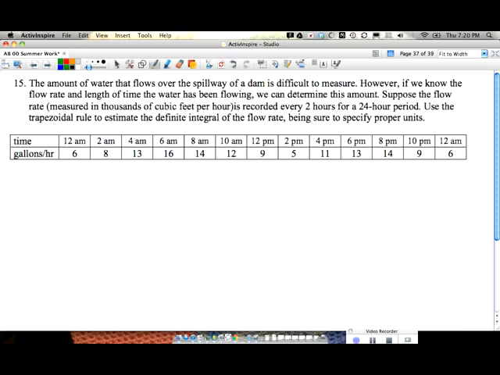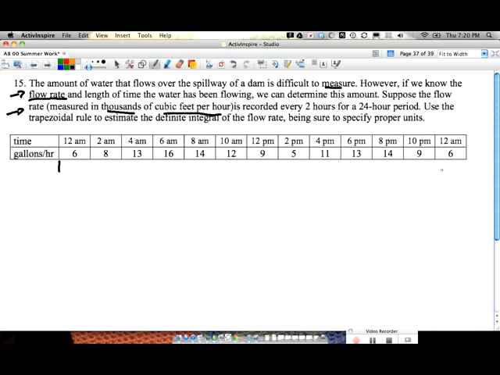All right, the amount of water that flows over a spillway of a dam is difficult to measure. However, if we know the flow rate and the length of time water has been flowing, we can determine this amount. Suppose the flow rate is measured in thousands of cubic feet per hour. Flow is recorded every 2 hours for a 24-hour period. Use the trapezoidal rule to estimate the definite integral of the flow rate. Be sure to specify proper units.